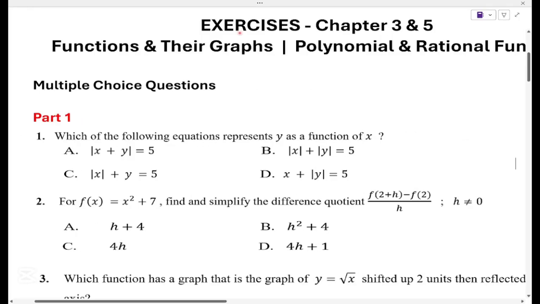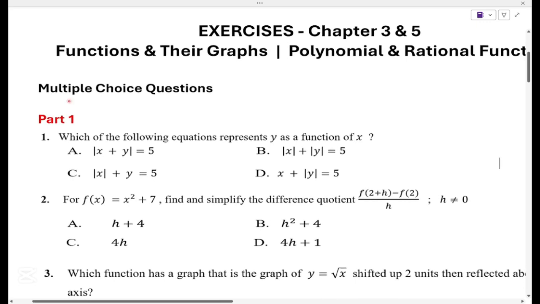In this video, we will explore some more exercises about functions and their graphs, polynomial and rational functions. And this involves multiple choice and true or false questions. So for part 1, number 1, which of the following equations represents y as a function of x?